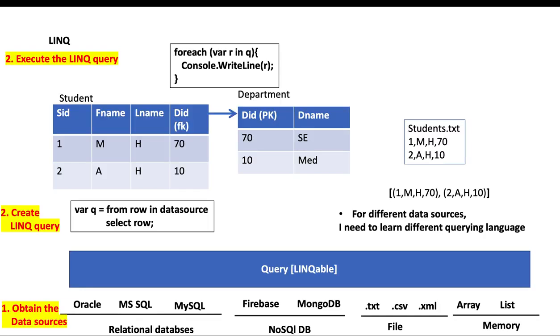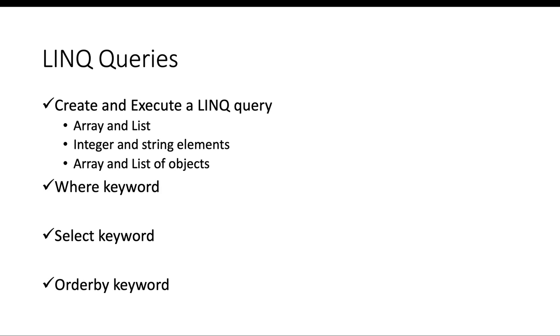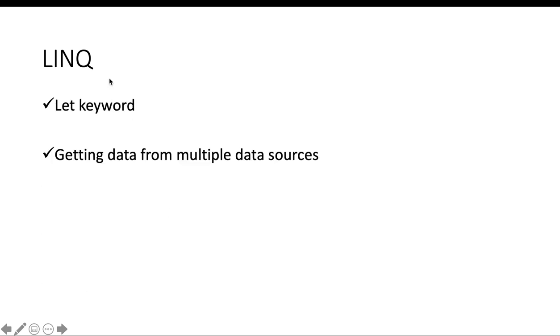مراجعة خفيفة. حكينا عن المين concept of LINQ، حكينا عن 3 parts في اللينك. كتبنا كود to create و execute اللينك query. حكينا عن where, select, order by keywords. بعدين حكينا عن let keyword وال getting or querying data from multiple data sources.